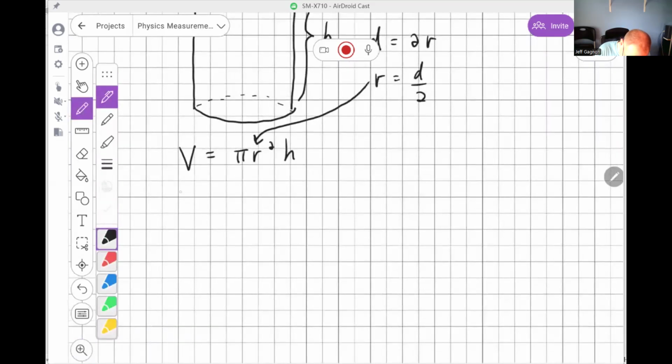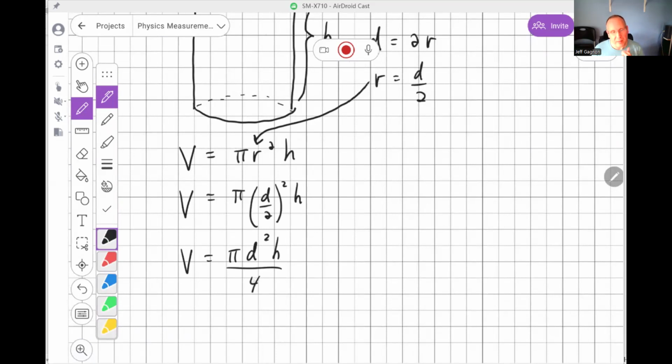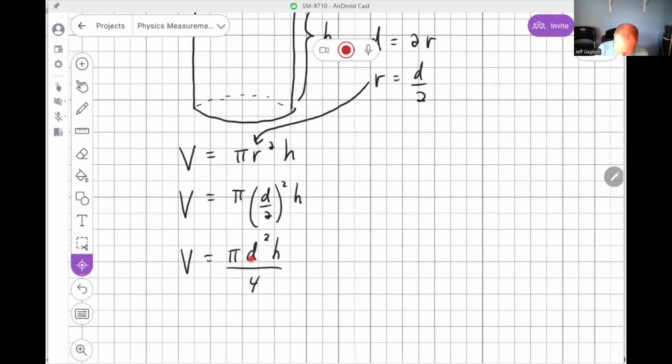So if I substitute that in, I'm going to have pi times d over 2, squared, times h. And then if I expand it out, this will be pi d squared h over 4. So the first thing again that you have to do is compute the volume of the cylinder. So you're simply going to plug in your average diameter and your average height that you got from your table, and then calculate the volume.